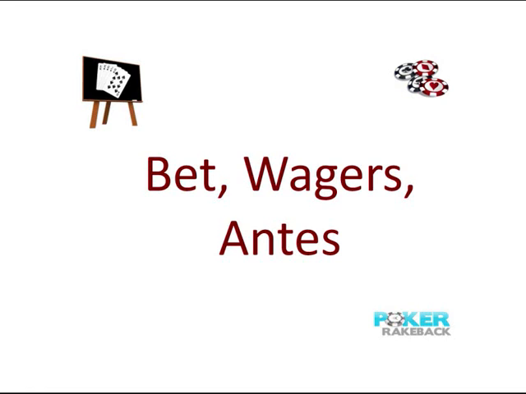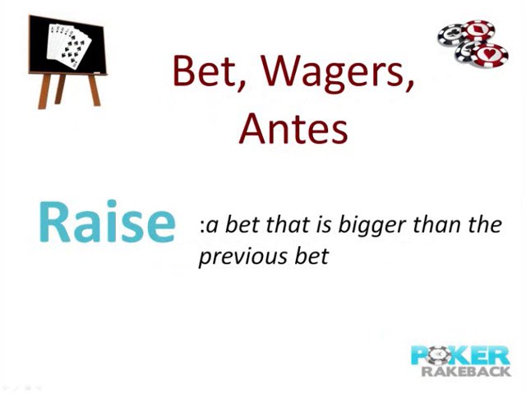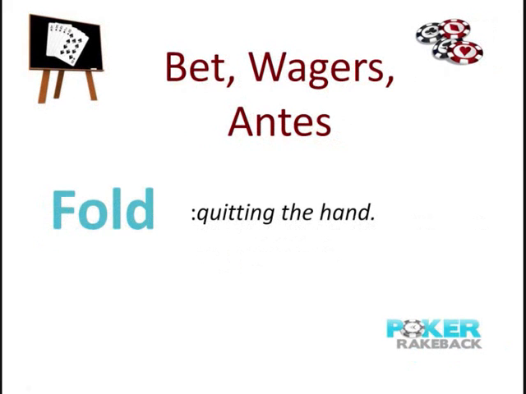In any basic poker game, players strategically wager using a number of actions available to them. Those actions are as follows. A player may call, which is basically placing an amount of chips in the pot equal to the previous bet. In order to stay in the game, a player must at least call a bet. You may also raise, which means you place a bet that is bigger than the previous bet, which then forces the original bettor to call the difference or fold. Folding means forfeiting your hand and quitting the hand.